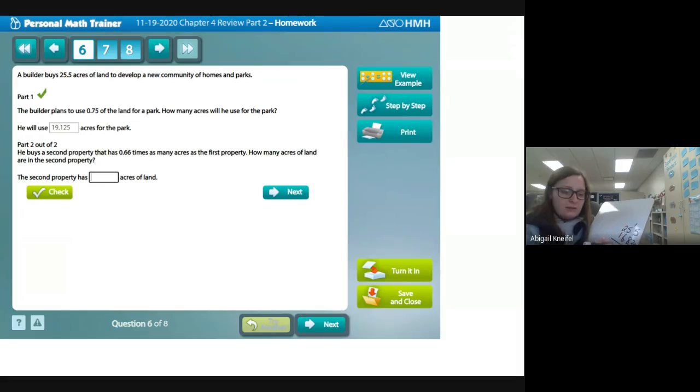Carry my 1. 5 plus 6 is 11, plus 1 is 12, and then I got to carry 4, 5, or 2, 3, 4. So my new amount is 42.330, okay?